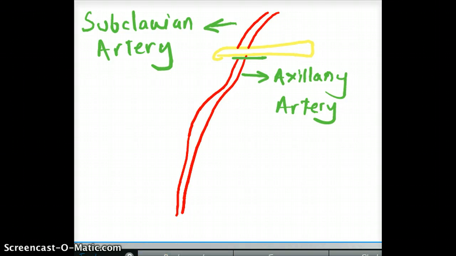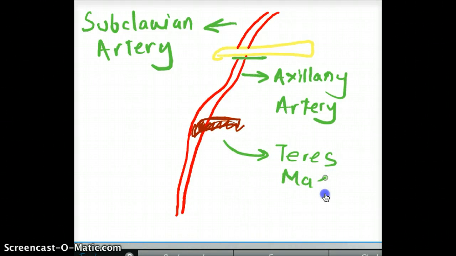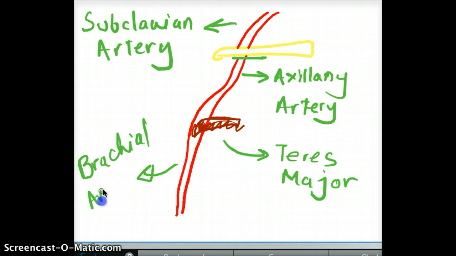So I'm going to take it down a little further and talk about a muscle that we have here. It's going to be our teres major. So imagine that this is our teres major muscle. I'm going to write this down: teres major. And when this blood vessel passes the teres major, this mystery artery changes its name again, and now we are going to be calling it the brachial artery. Strange, right? But that's how it is. Above the first rib, subclavian. After the first rib, axillary. After the teres major, brachial artery.